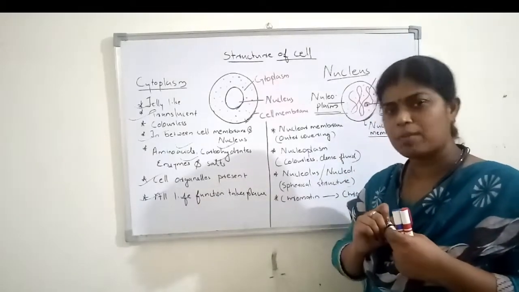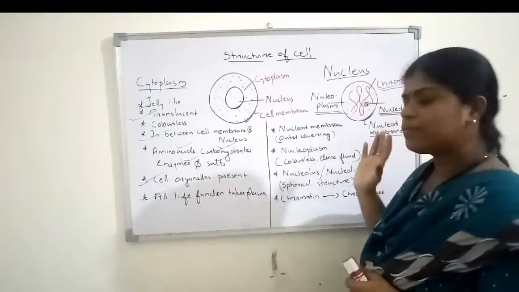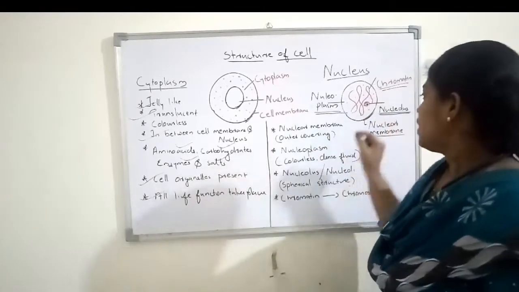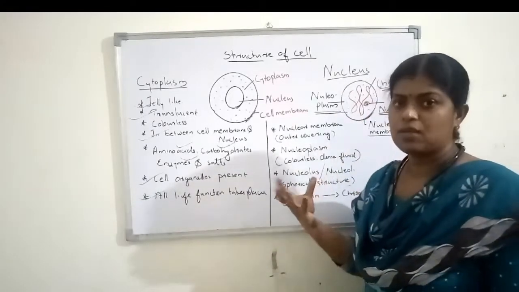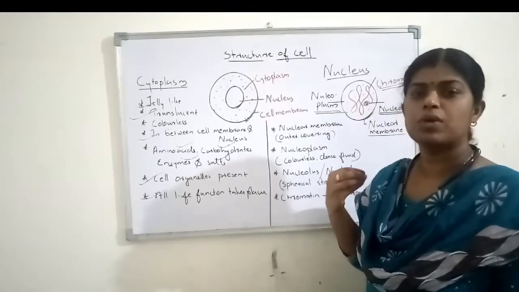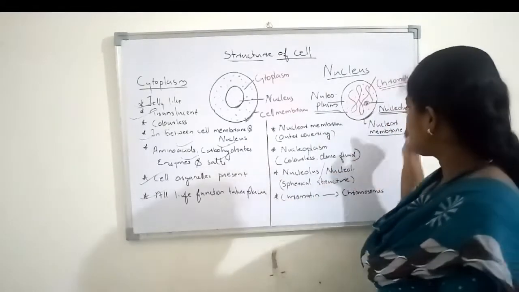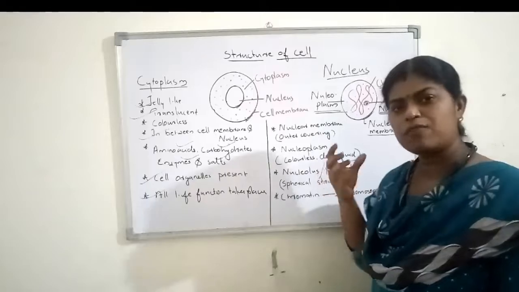Chromatin, we are calling it as chromatin. So generally, what are the things the nucleus has? It has an outer covering. What is the name of the outer covering? Nuclear membrane. Inside the nuclear membrane, a fluid is there.